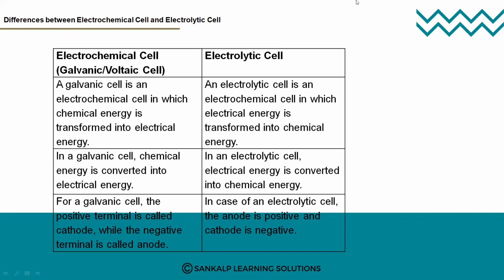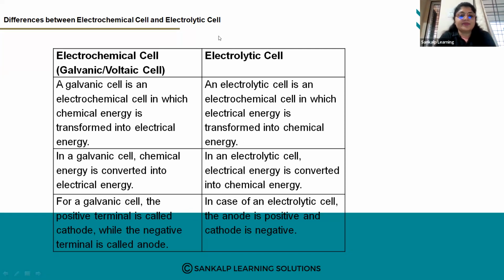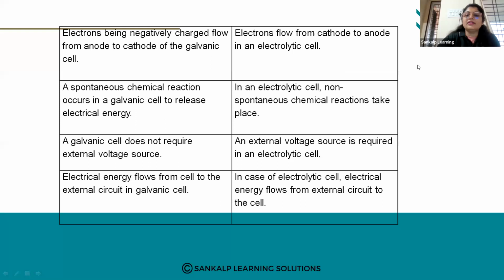What is happening in a galvanic cell? In a galvanic cell, chemical energy is converted into electrical energy. In an electrolytic cell, electrical energy is converted into chemical energy. Whenever you are discussing the galvanic cell, the positive terminal is the cathode while the negative terminal is the anode. In an electrolytic cell, the anode is positive and the cathode will be negative. So this is the difference between galvanic and electrolytic cells.